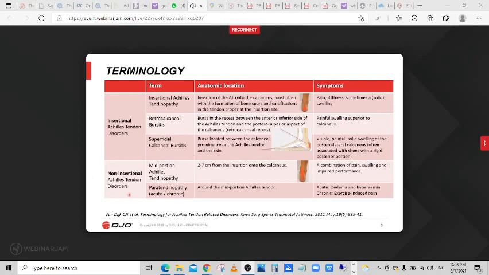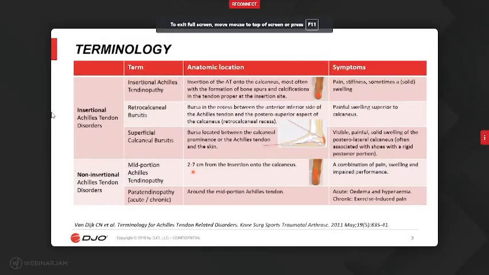Then in the non-insertional Achilles tendon disorders, for the mid-portion Achilles tendinopathy, this is located at 2 to 7 centimeters from the insertion onto the calcaneus, and there is a combination of pain, swelling, and impaired performance.